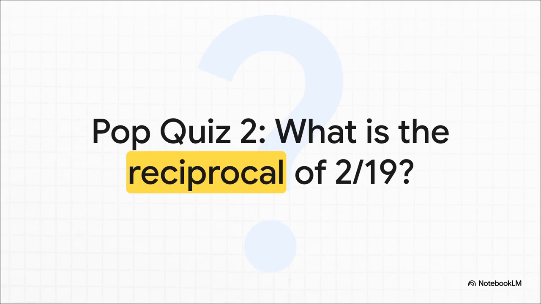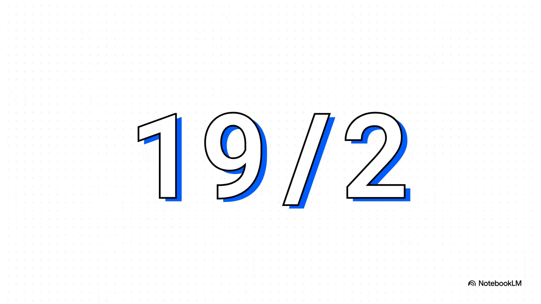Okay, next question. This one is testing that key idea from the last section. What is the reciprocal of the fraction 2/19? Yep, you got it. It's 19/2. You just flip the top and the bottom.